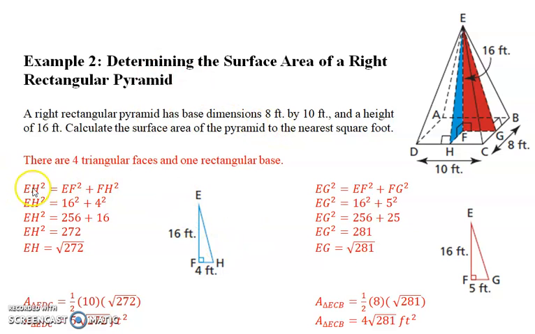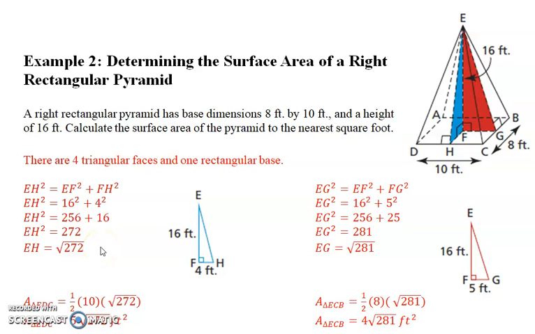So I use Pythagorean theorem. The hypotenuse is length E to H. I square that. That's equal to EF squared, which is 16 squared, plus FH squared, which is 4 squared. So 16 squared is 256, plus 4 squared is 16. Then I add the two numbers together. I get 272, and then I take the square root of both sides.